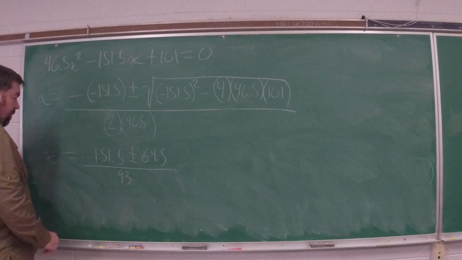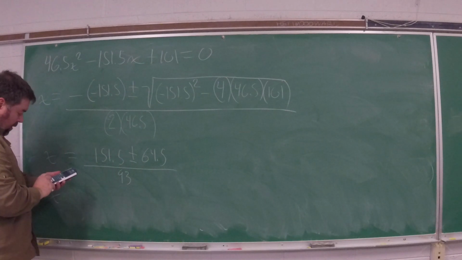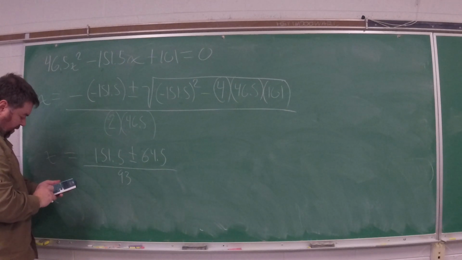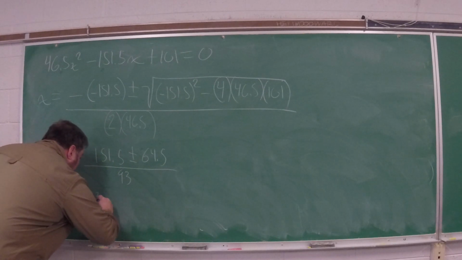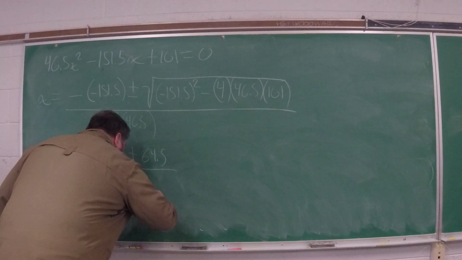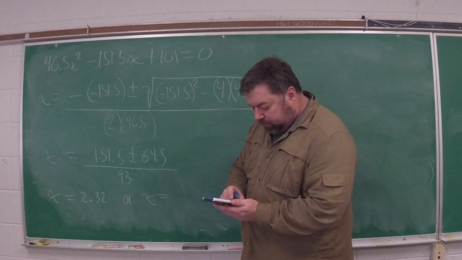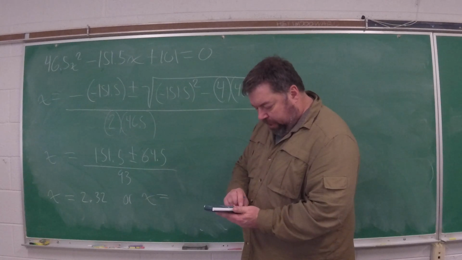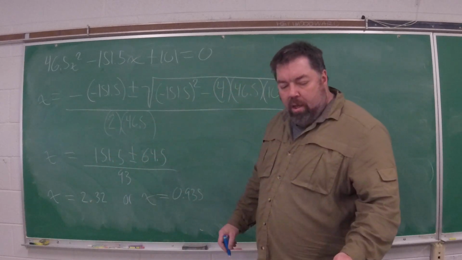Okay? Now let's figure out for the plus. We're doing the plus. 151.5 plus 64.5 divided by 93, enter. And I'm getting 2.32. Or x equals, and I'm going to do the negative: 151.5 minus 64.5, enter, divided by 93, enter, 0.935.